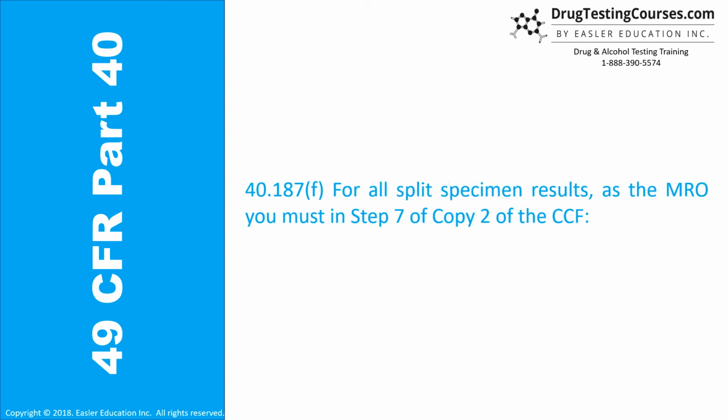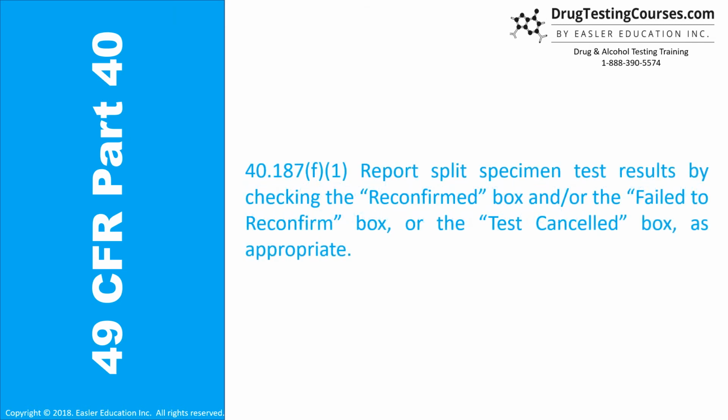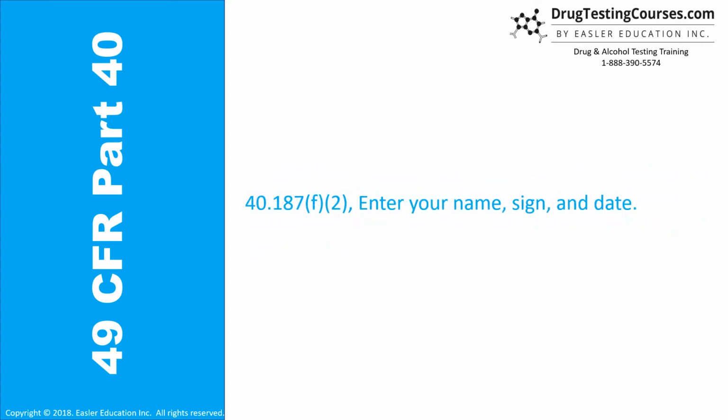40.187F. For all split specimen results, as the MRO, you must in Step 7 of Copy 2 of the CCF. 40.187F1. Report split specimen test results by checking the reconfirmed box and/or the failed to reconfirm box or the test canceled box as appropriate. 40.187F2. Enter your name, sign, and date.